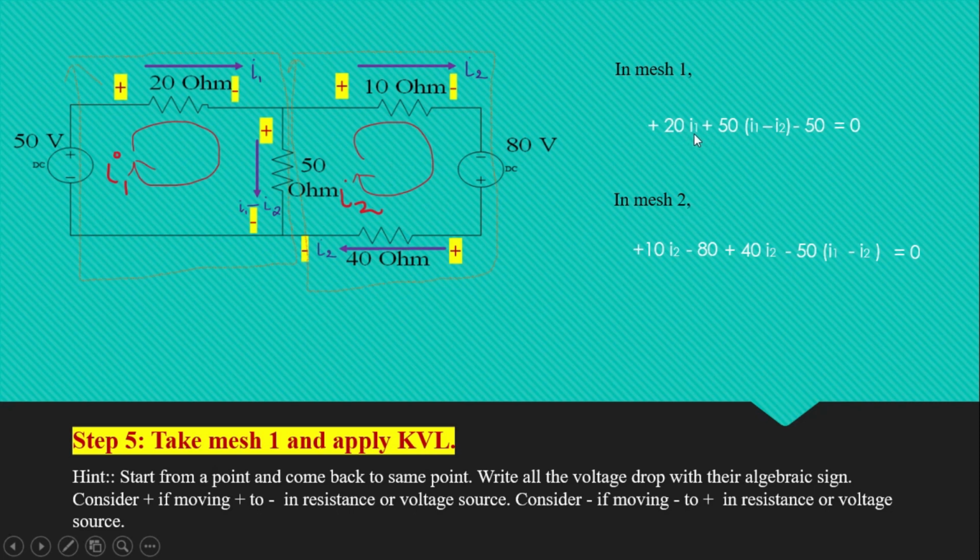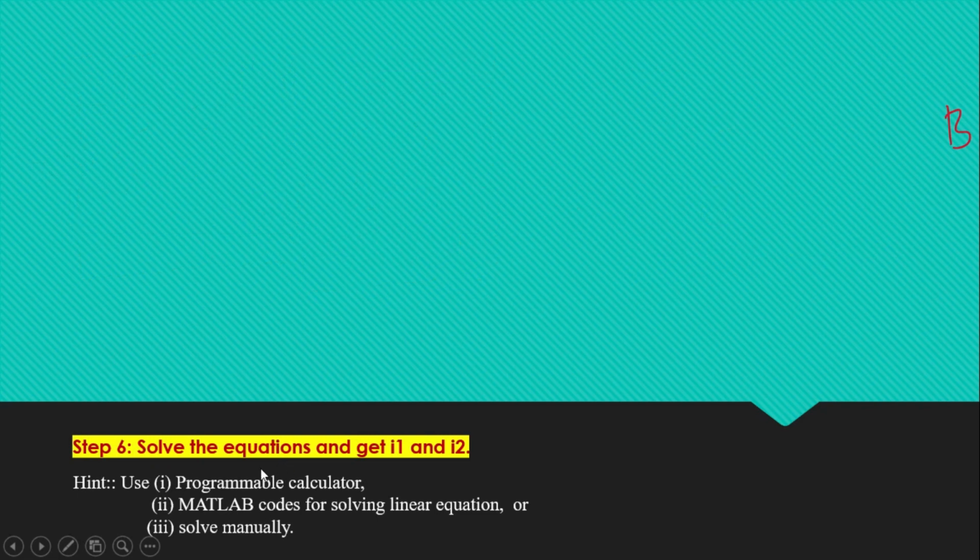Now you have two currents, I1 and I2, and two equations. You can solve these two equations and get the values of currents I1 and I2. So in step 6, we can solve these equations and get the values of I1 and I2. This we can do by any method. We can use a programmable calculator, MATLAB codes for solving linear equations, or solve it manually.